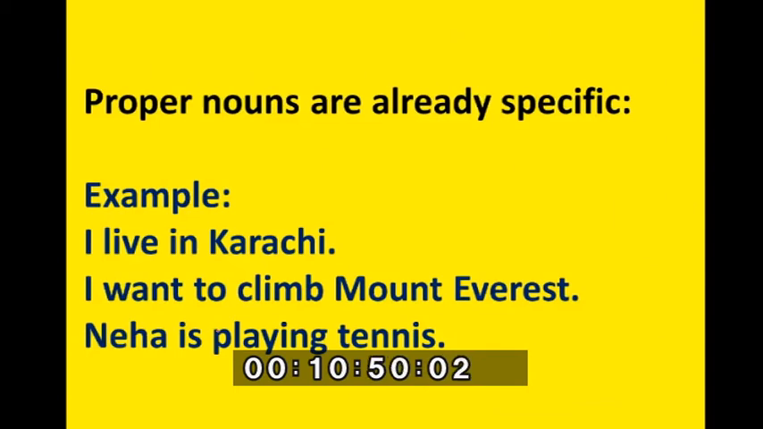I want to climb Mount Everest. Neha is playing tennis. I'm not going to say "the Neha is playing tennis" because we are already talking about a person in particular, right? And over here, keep in mind that we do use the article "the" when we're talking about a mountain range because, like I told you before, we do use it for a group of things. But in this case, we're just talking about one mountain in particular, that is Mount Everest. So you'll simply say, I want to climb Mount Everest.